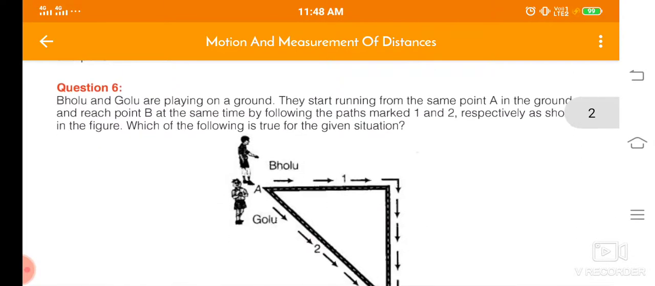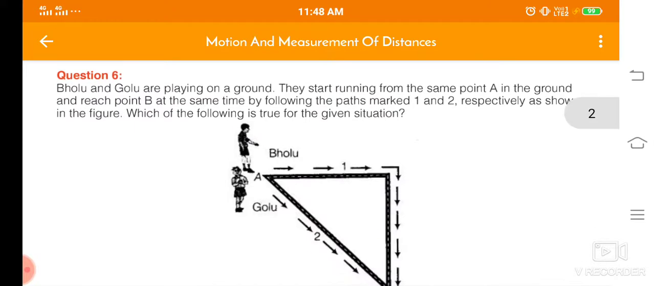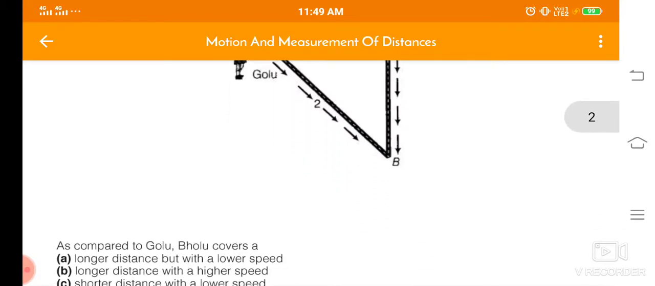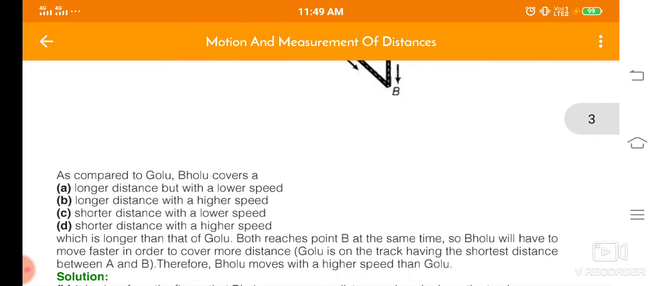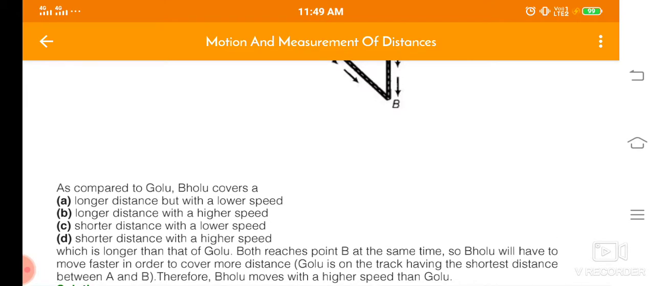Question number 6. Bholu and Golu are playing on a ground. They start running from the same point A in the ground and reach point B at the same time by following the paths marked 1 and 2 respectively as shown in the figure. Which of the following is true for the given situations? As compared to Golu, Bholu covers dash. Option A, longer distance but with a lower speed.